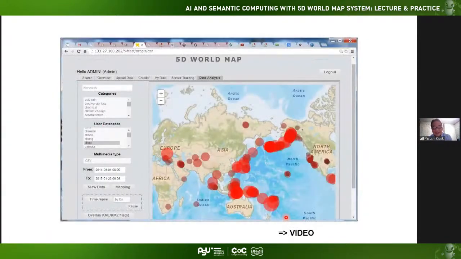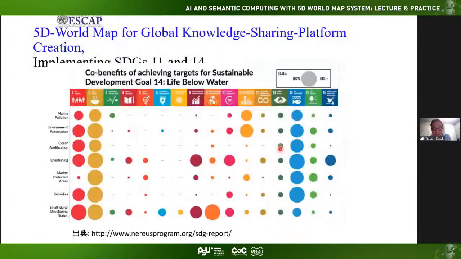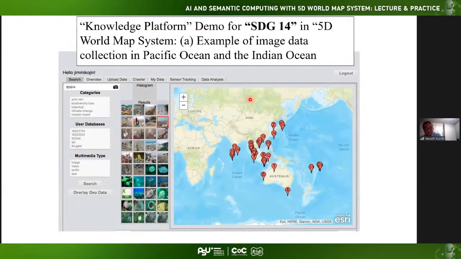Okay, and this is an integration with earthquake sensing with the 5D. This is a case of the earthquake, and earthquake sensing devices can be connected to 5D, and those are visualized like this. And this is a case of the SDGs. We have the collaboration with the UN about the 14 and 9 and 11. And about the water quality or some plastic garbage issues related to the SDG 14, 5D is applied like this. This is an overview of the SDG 14.